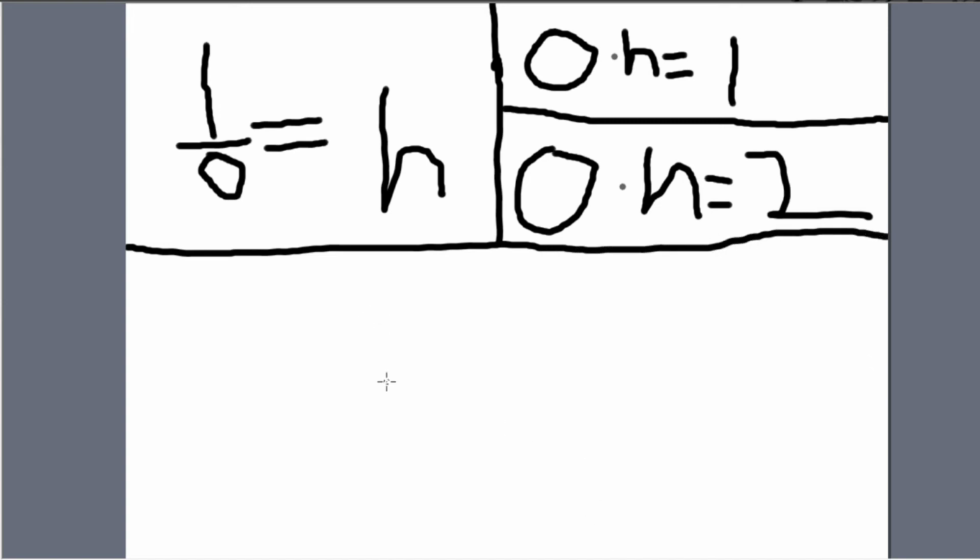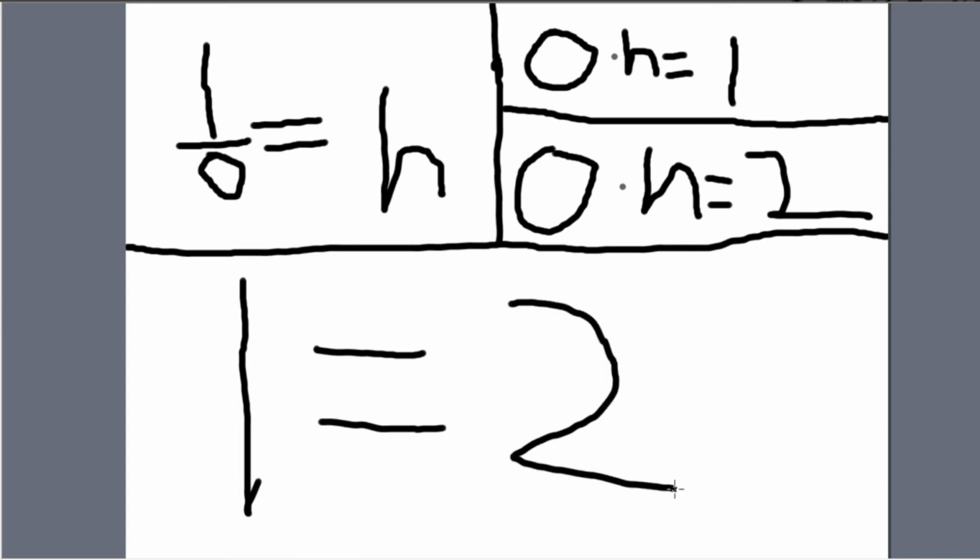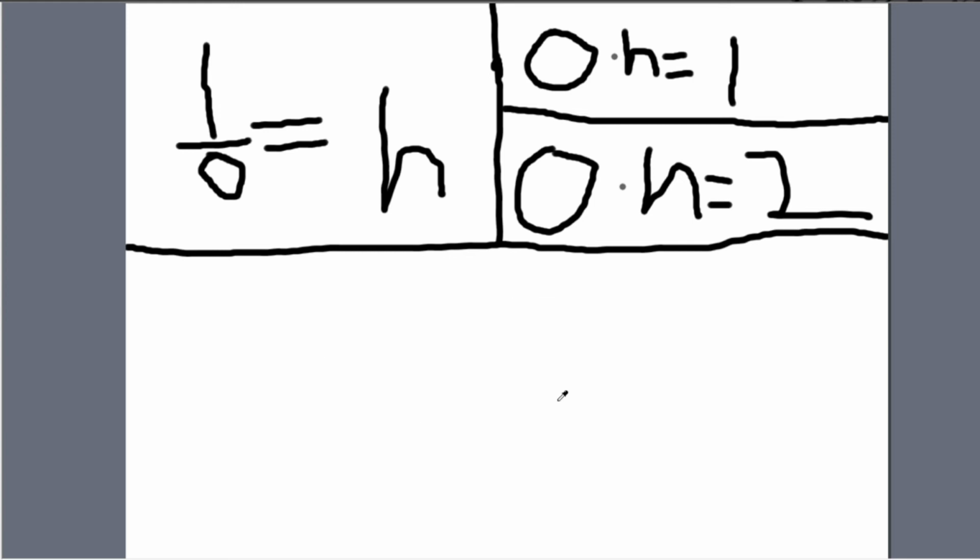So, I mean, this obviously causes a paradox here. If we introduce h into the scene with this definition, then 1 equals 2. This is why you can't divide by 0. Eventually you're gonna end up with 1 equals 2, and by that logic you can make it equal to anything else. So let's prove that, shall we?